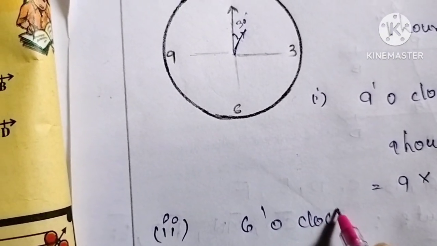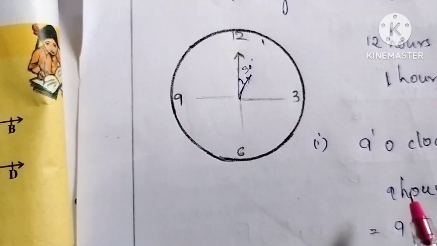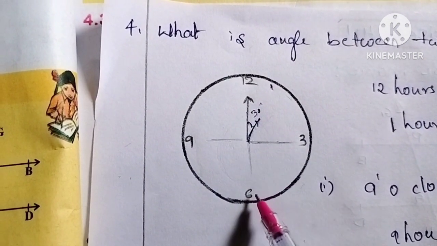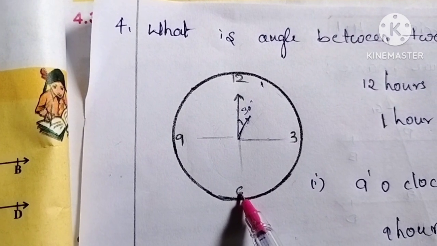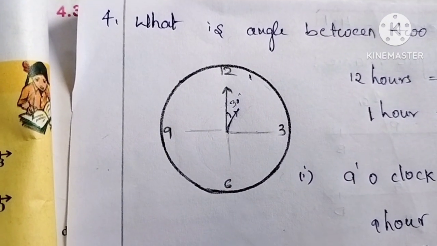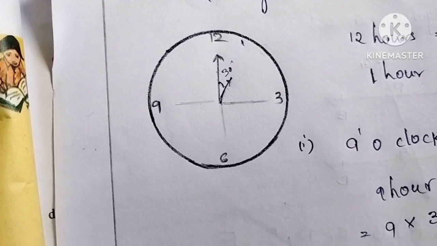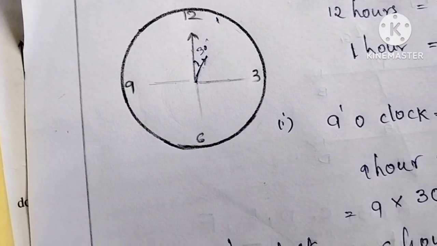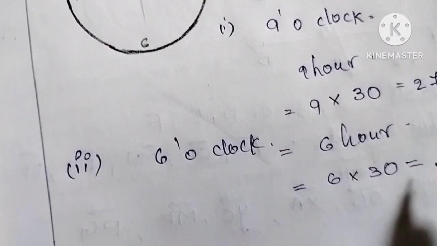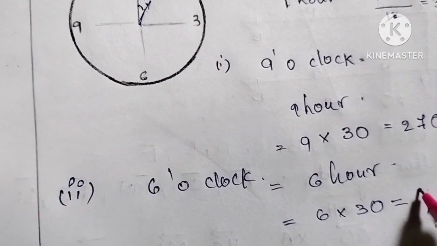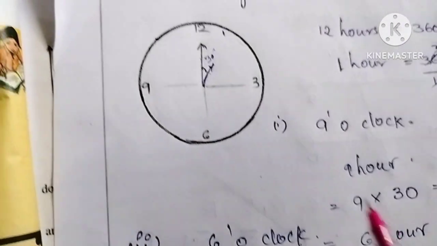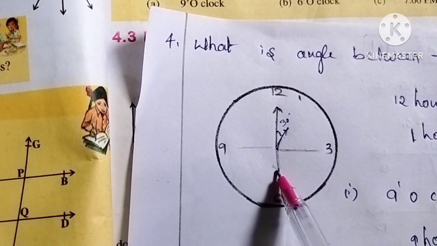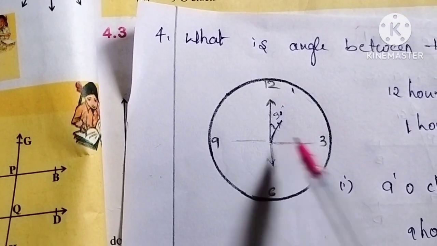Second one, 6 o'clock. 6 o'clock means the hand is starting from 12 and moving from 12 to 6. So it is making 6 hours. For 1 hour it is making 30 degrees. For 6 hours it is making 180 degrees. By seeing only we can see that. So it is a straight angle, forming 180 degrees.